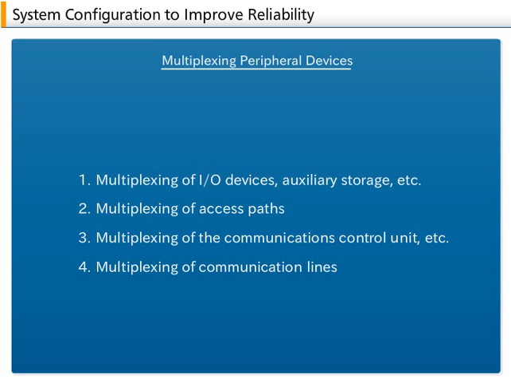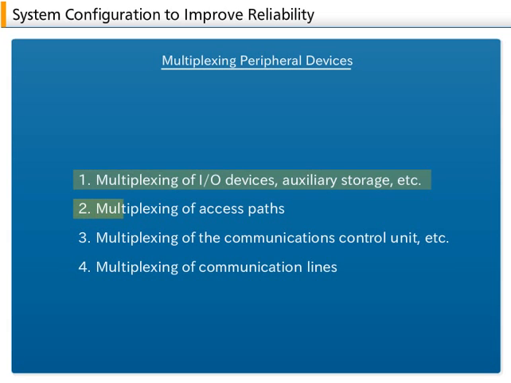8. Multiplexing of peripheral devices. A. Multiplexing of input-output devices, auxiliary storage, etc. The objectives are enhanced performance and ensuring substitute functions in cases of failure. Multiplexing of magnetic disk devices, magnetic tape devices, and printers is done.